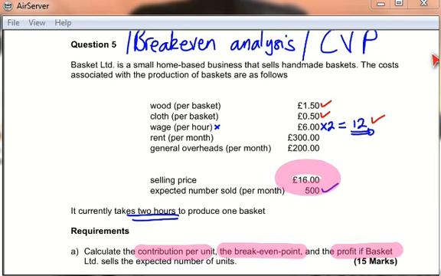Then my rent, this is a fixed cost. So this is my fixed cost. I'm not going to include it. My general overheads, again, this is a fixed cost because it's per month. It's not affected by the number of units that I produce or the number of baskets that this company produces. So fixed cost. All right, so my variable costs here are going to be £1.50, £0.50, and £12.